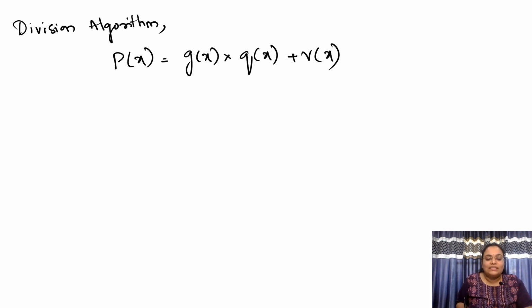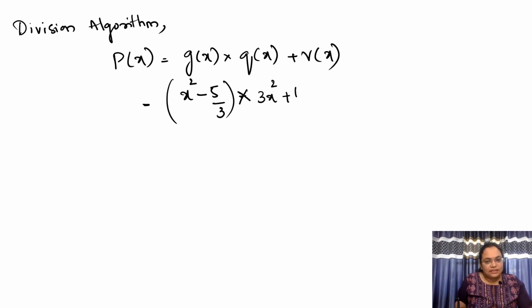What is g of x? g of x is x square minus 5 by 3. And what is q of x which we have got? 3x square plus 6x plus 3, and r of x is 0. Now let us factorize this q of x and find the remaining two zeros.